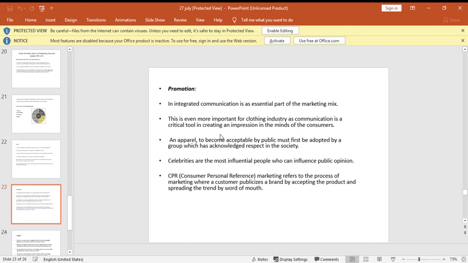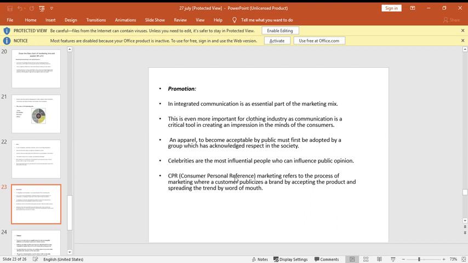Then about promotion. Integrated communication is an essential part of the marketing mix. This is even more important for the clothing industry, as communication is a critical tool in creating an impression in the minds of the consumers. An apparel to become acceptable by the public must be adopted by a group which has acknowledged respect in society. Celebrities are the most influential people who influence public opinion.